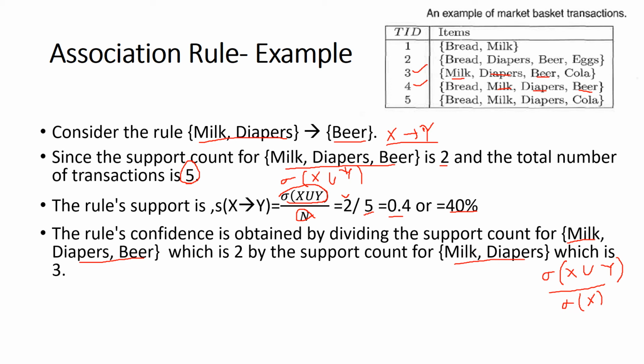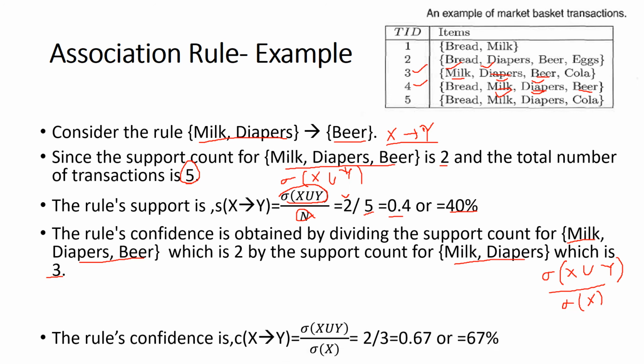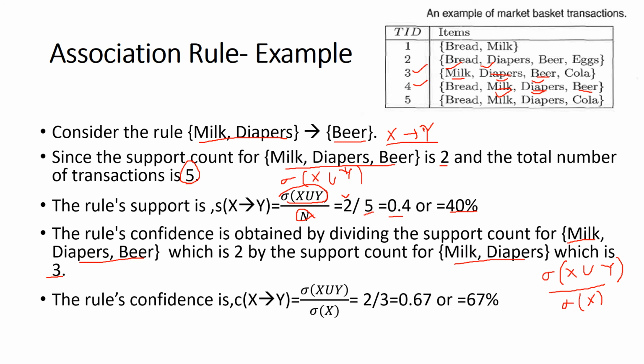As we can see, milk and diaper are found in transaction number 3, transaction number 4, and transaction number 5. So the support count for milk and diaper is 3. Therefore, the calculation of confidence is going to be rho of X union Y, which is equal to 2, divided by rho of X, which is equal to 3, which is equal to 0.67 or 67%. So this is the way in which support and confidence of the association rule are calculated.